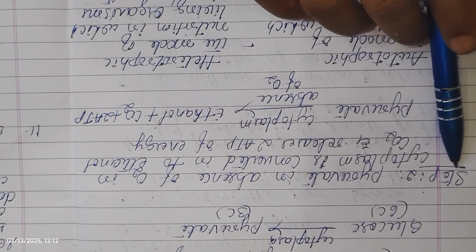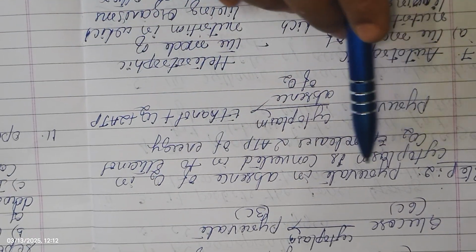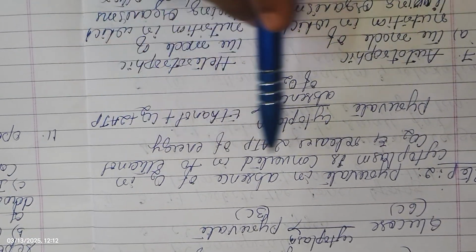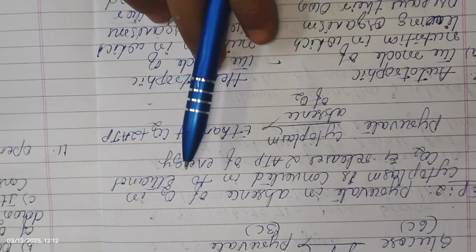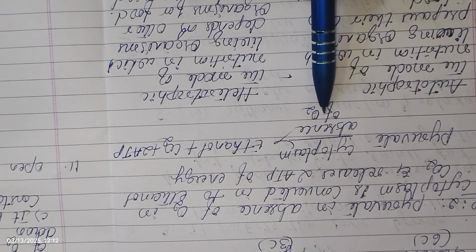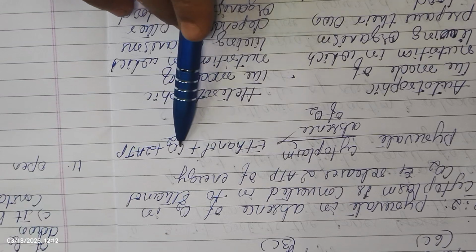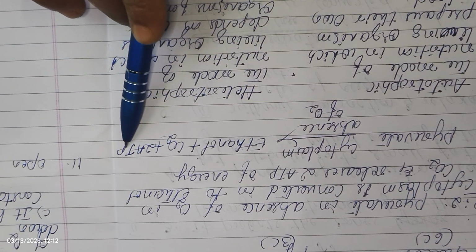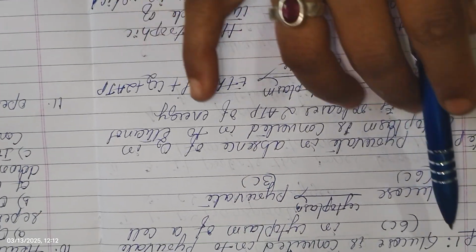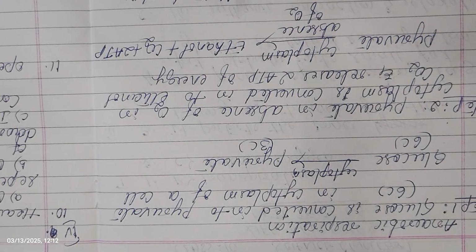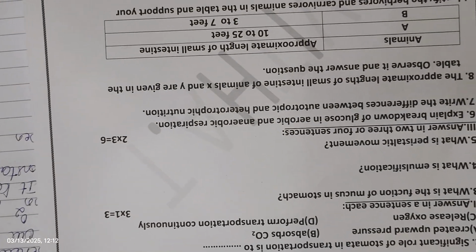And a second step, pyruvate in absence of oxygen in cytoplasm is converted into ethanol and carbon dioxide by releasing 2 ATP of energy. So pyruvate in absence of oxygen in cytoplasm converts into ethanol, carbon dioxide and 2 ATP. So this is how the glucose breaks down into simple form under anaerobic mode of respiration. So we'll move to the next question, question number 7.